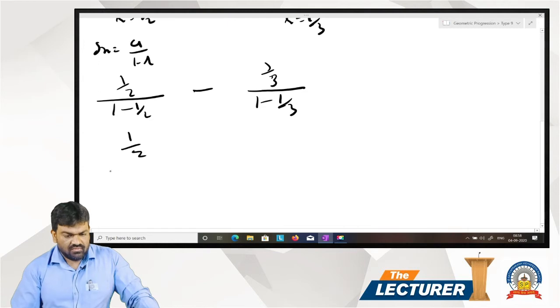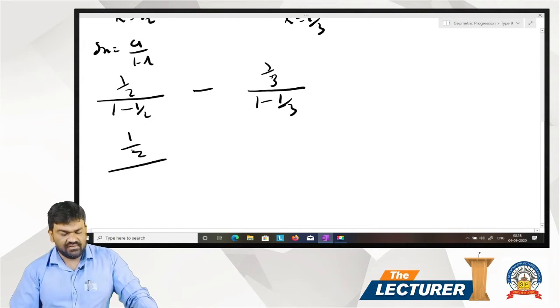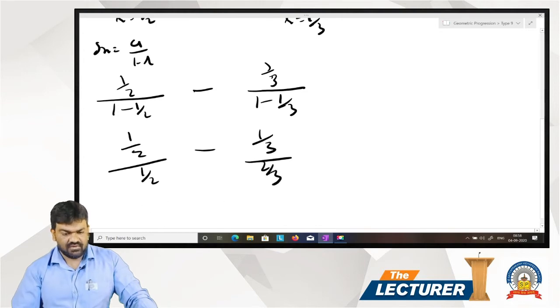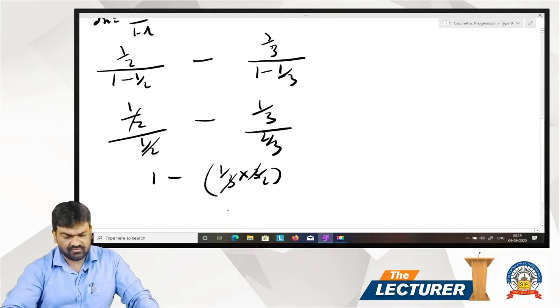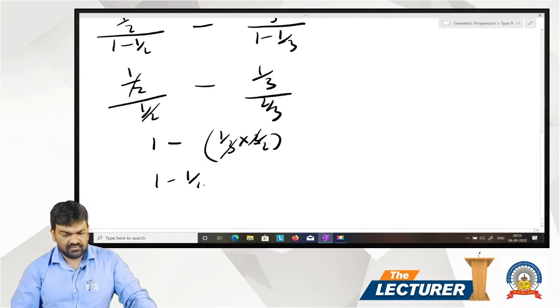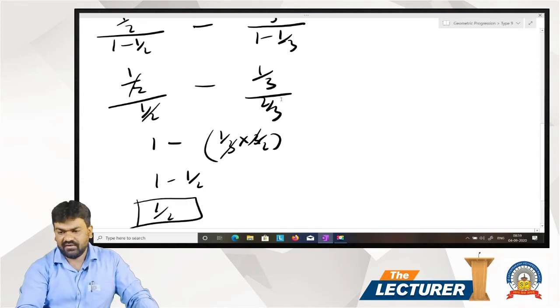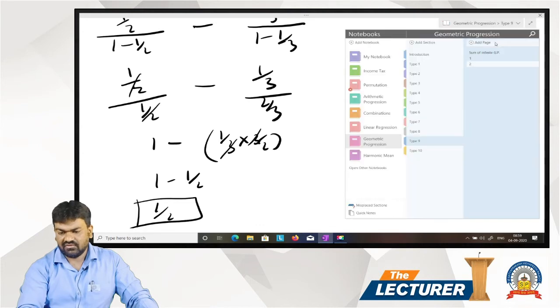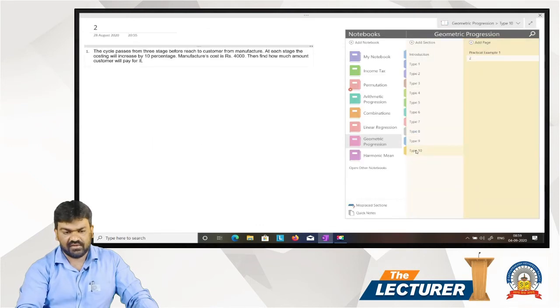Okay, 1 by 2, 2 LCM, 2 minus 1, that is 1, 1 by 2, minus 1 by 3, 3 multiplied by 1, that is 3, minus 1, that is 2 by 3. 1 by 2, 1 by 2 cancel, 1 minus 1 by 3 multiplied by 3 by 2, 3 cancel, 1 minus 1 by 2, that is 1 by 2. So here our type 9 is completed. Now next type 10, last of this part, GP.